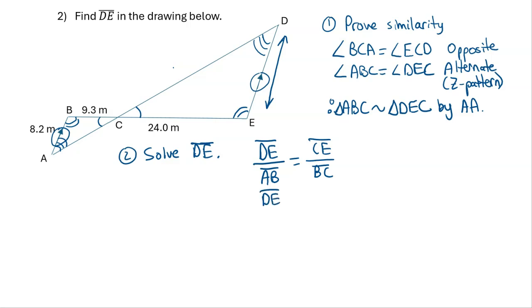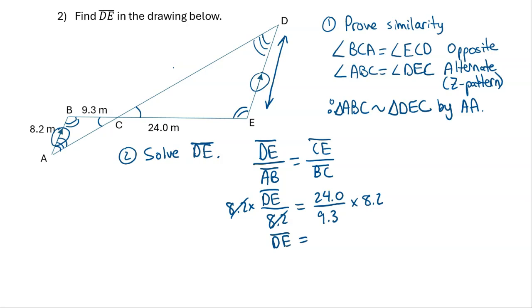The only thing I don't know is DE. So I have the length of DE over 8.2, and that's equal to 24.0 over 9.3. And so now it's just a matter of rearranging that to solve for DE. And it's really as simple as just multiplying by 8.2. 8.2 on the top and bottom, the left cancels out. And then we multiply the 24 by 8.2, divide by 9.3.